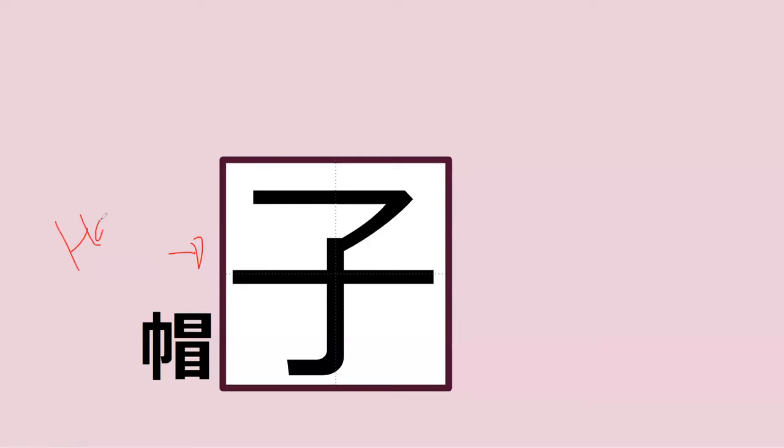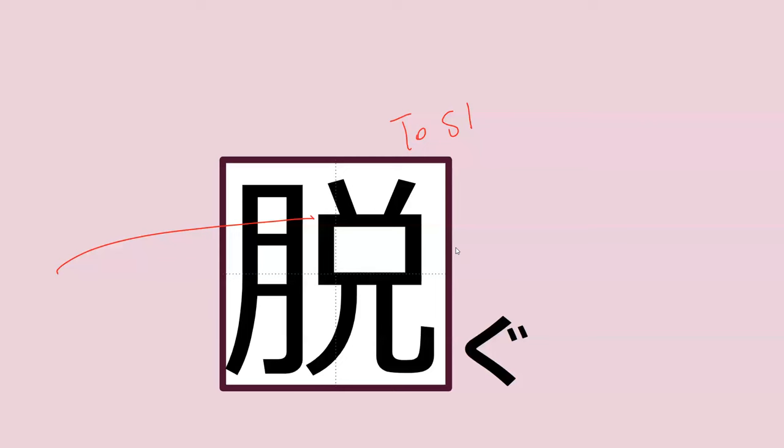Do you know how this word ends? It means hat. Boshi. Perfect. Do you know what nugu means? To take off one's clothing? Yes, to take off one's clothing. Perfect. So now you have to remember nugu, to strip. Yeah. So all you had to do is remember the word nude. Yep, nude.